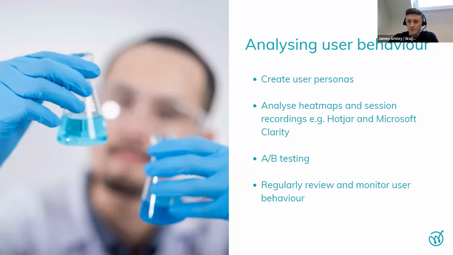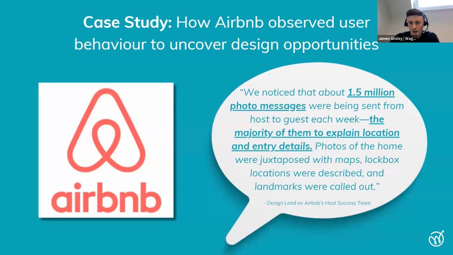You can also do this with A/B testing. You can compare different versions of your product or your website to determine which design elements are more effective than others. One CTA at the bottom of a page might be more effective than a CTA higher up on a page. And that's what Airbnb did.